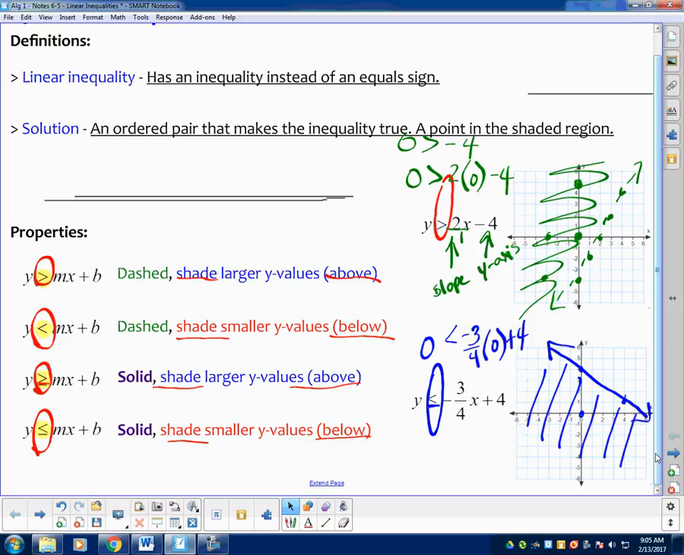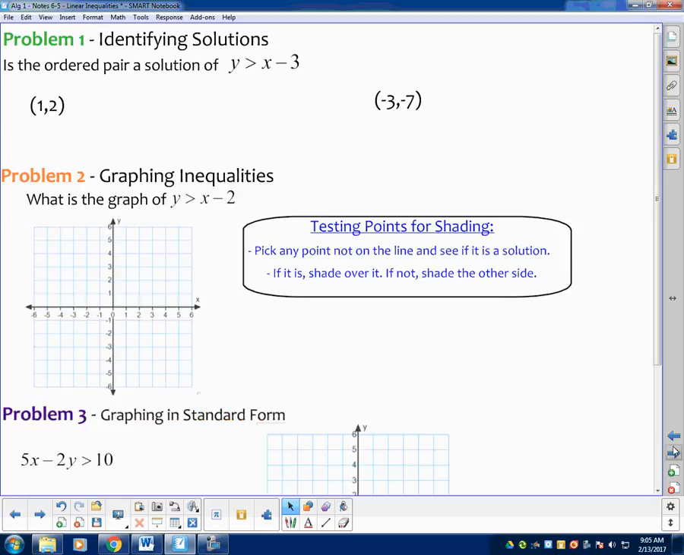She does something wrong. Anybody need more time? Okay. So what do you think we can do? They're asking, is this ordered pair a solution of that inequality? What do you think we could do with that pair? Plug them in, right? We have an X and a Y.